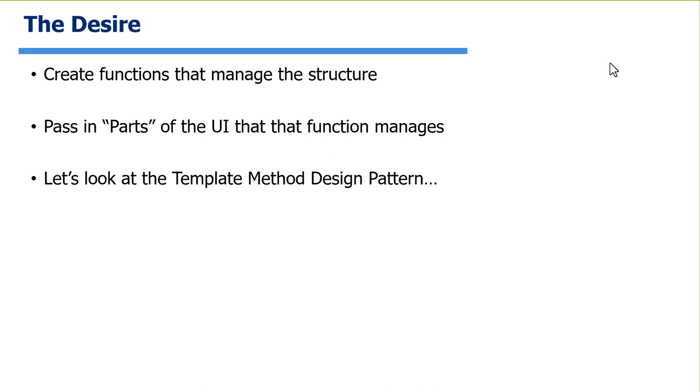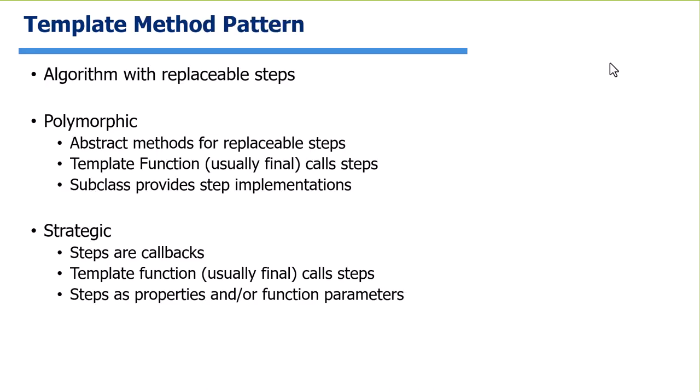To do this, let's take a look at something called the template method design pattern. The idea behind a template method is it's an algorithm with replaceable steps. You have some function that's going to do some stuff, but a few parts of it are going to change. So overall, you might have a general algorithm, but a couple parts change.